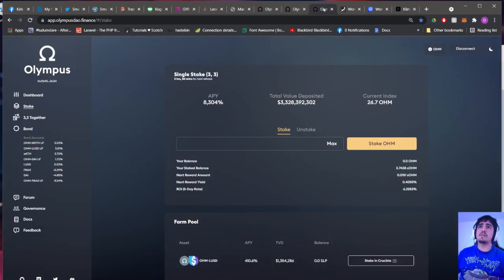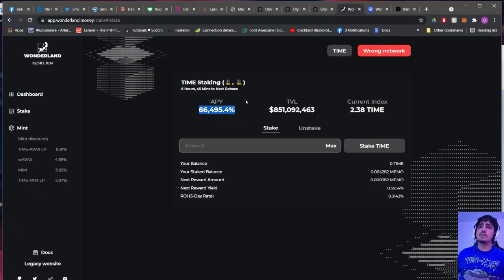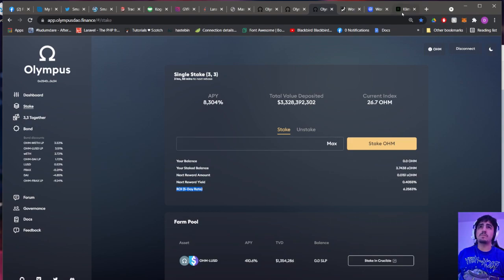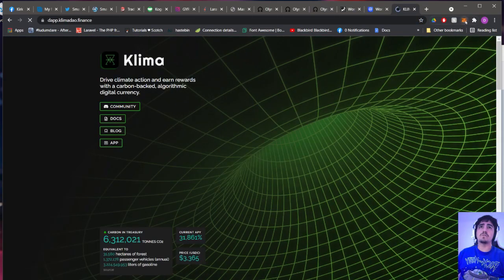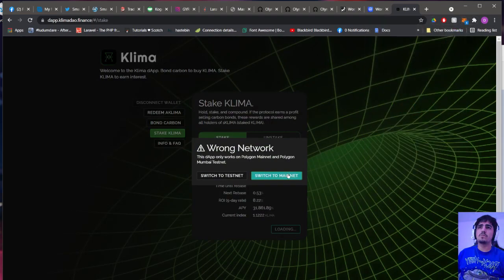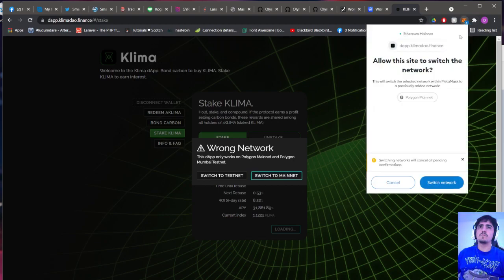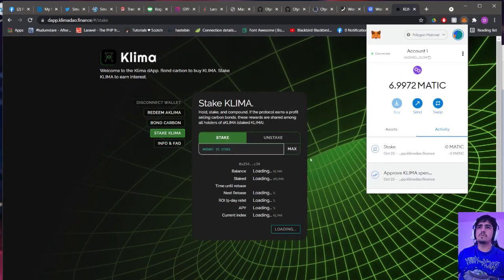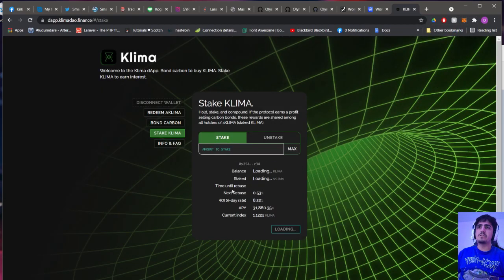And you'll actually notice that they all kind of look similar. You see here, return on investment, 5-day rate. And actually, I just recorded a video before this doing the projection math on this. But if you notice, they all have the year balance, your stake, the next reward. Olympus DAO has the same thing. KLIMA DAO, if I enter the app, I think I have to switch to the Polygon network here. Yeah, switch the mainnet. Sure. See, they got the same thing here. Time till next rebase, all that. Basically the same thing.